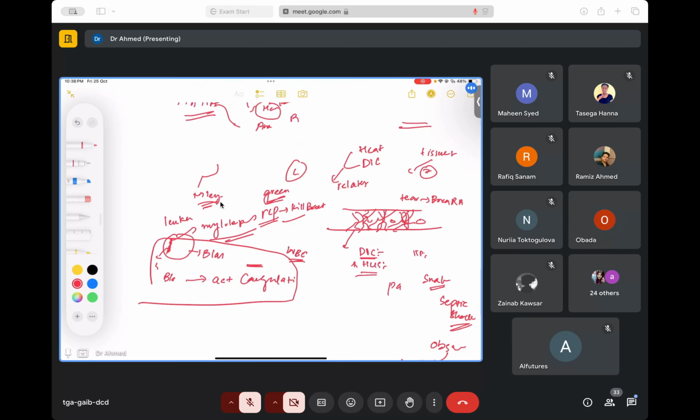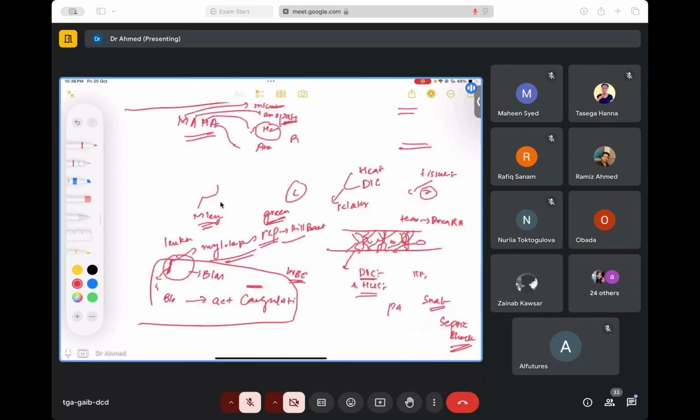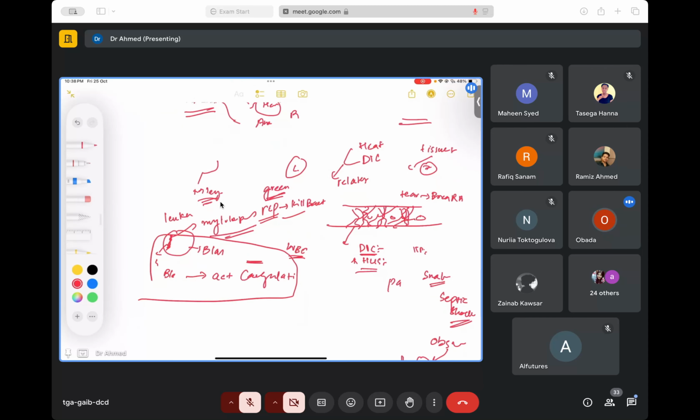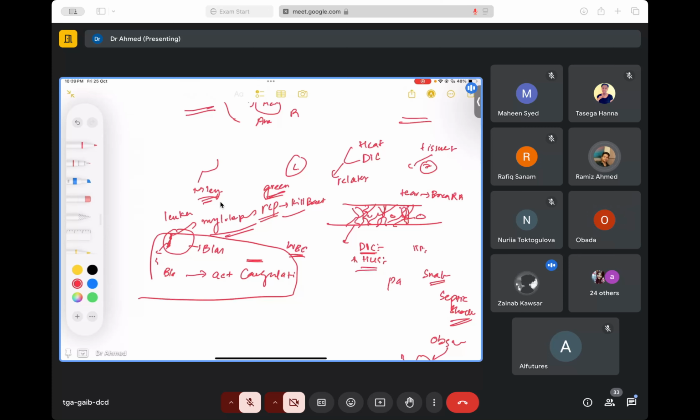As a result of that, you are going to see hemolytic anemia, MAHA, microangiopathic hemolytic anemia, and DIC. So what will happen in case of DIC? Your platelets are going to decrease. What happens to PT and PTT? They increase.